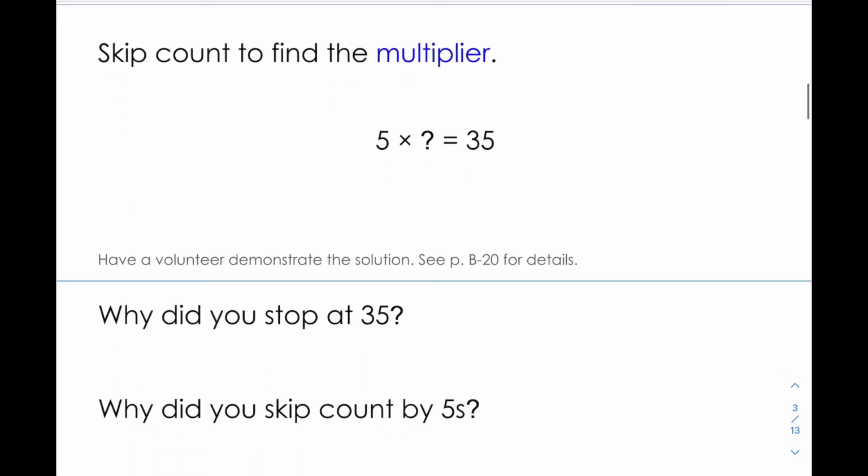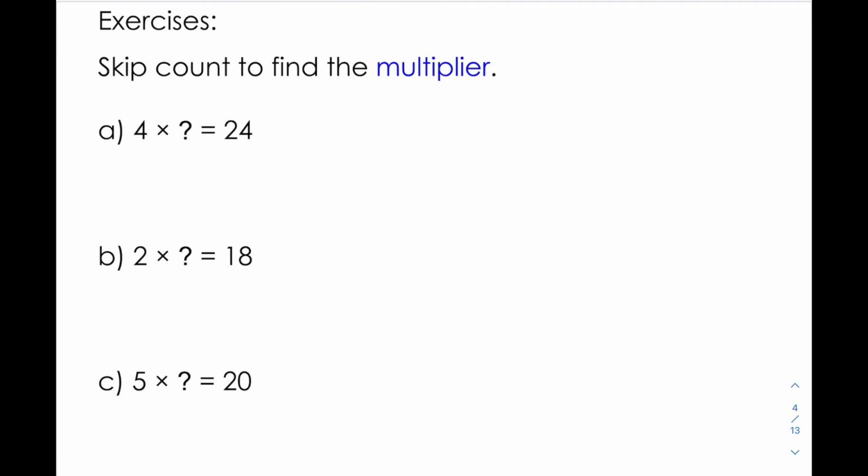Skip count here to find the multiplier. 5 times what equals 35? You would have to count 5, 10, 15, 20, 25, 30, 35. That's 7 times, so 5 times 7 equals 35. Pause the video, try these out, come back when you are ready with your answers.